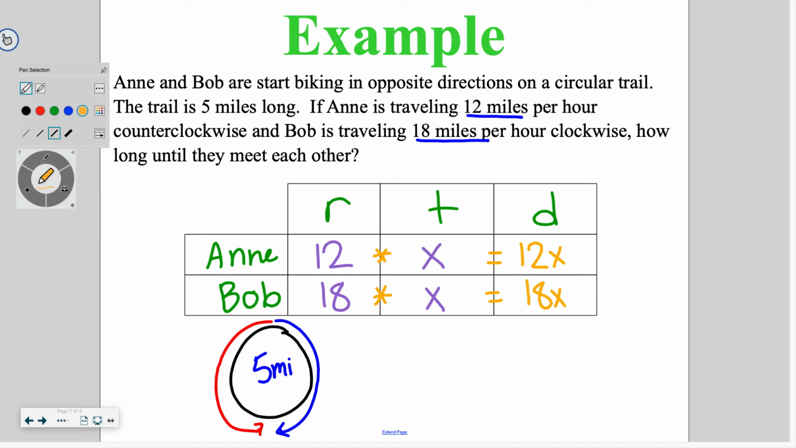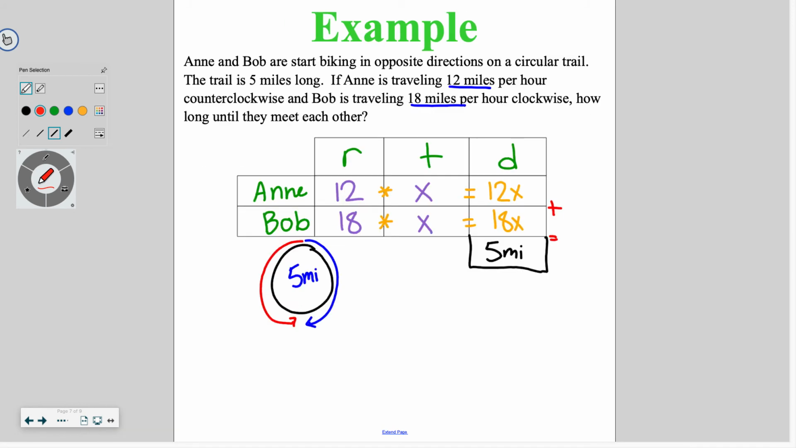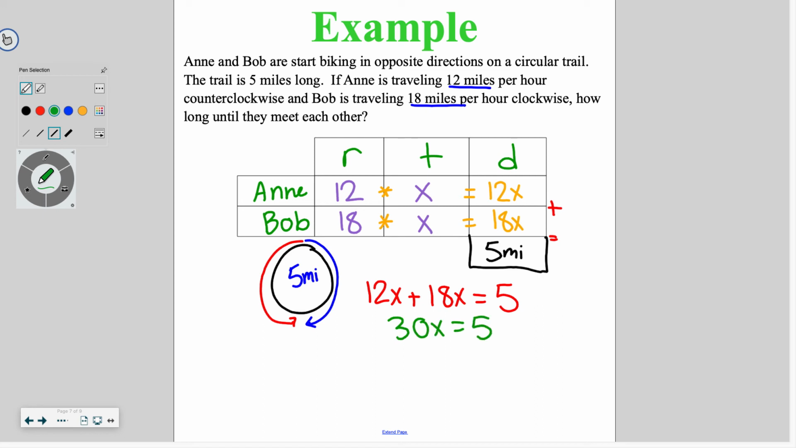Now, on these problems, you can add. For some of them, you'll need to add that final distance. So in this case, we know that they need to travel 5 miles. We're going to go ahead and add them up, just like we did before, to solve our problem. So Ann's distance plus Bob's distance has to equal the total of 5 miles. When I combine those two, I get 30x is equal to 5.